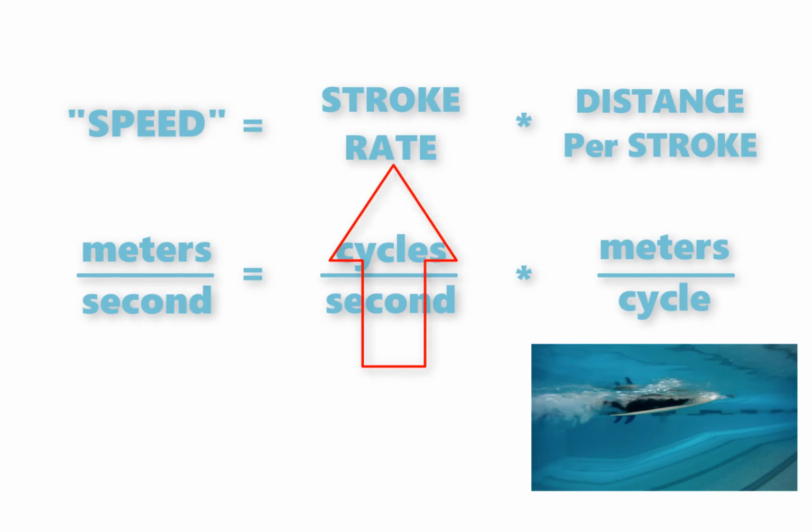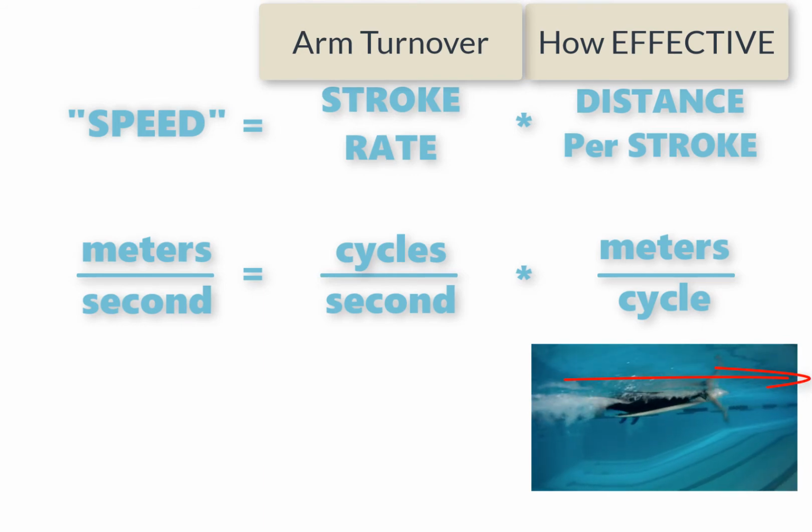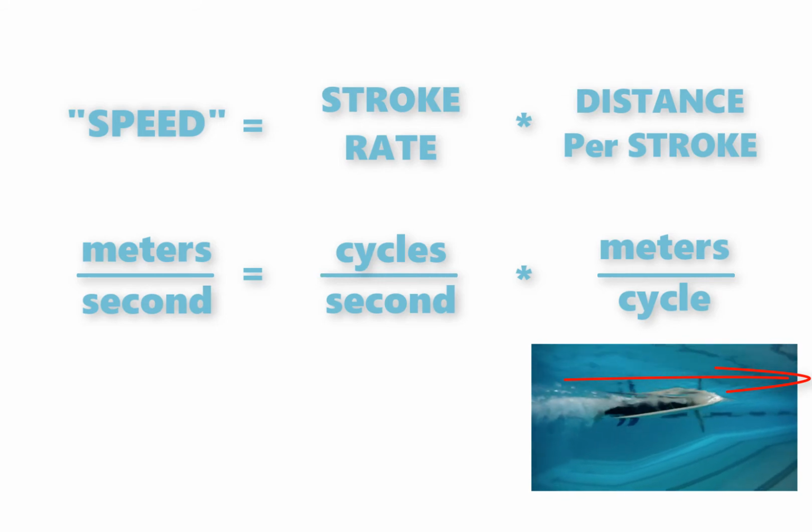If you're swinging your arms as fast as you can, but those strokes aren't sending you very far, then you're not going to go very fast. That means that distance per stroke describes how effective each stroke is. Stroke rate is how fast you're turning over your arms, and distance per stroke is how effective those individual strokes are at propelling you in the forward direction. Now, this is incredibly important. Wow, what a way to think about it.